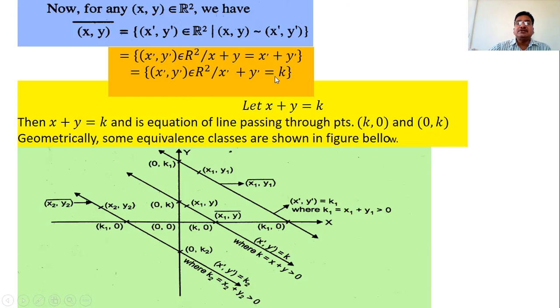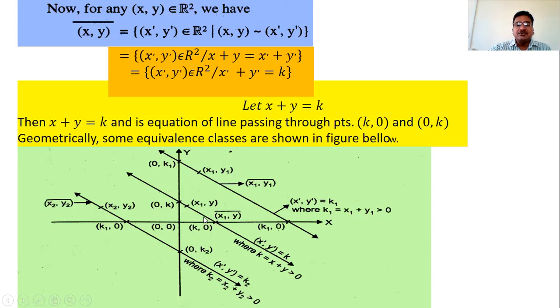This is the equation of a straight line passing through the points (k, 0) and (0, k). How can we obtain the points (k, 0) and (0, k)? If we substitute y' equal to 0 in this equation, we have x' equal to k, so (k, 0) is the point. And if we substitute x' equal to 0, then what is the value of y'? It is k. So (k, 0) and (0, k).